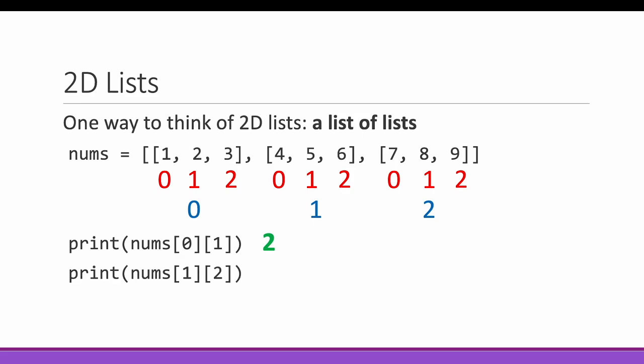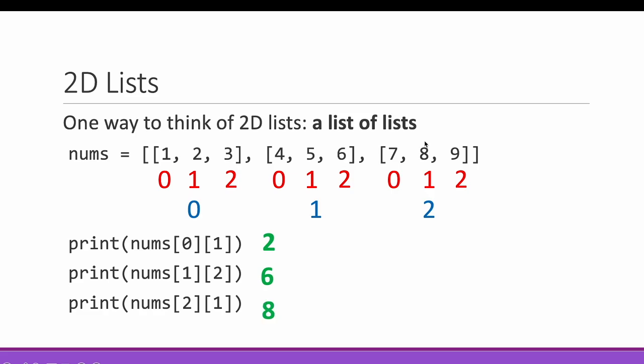Likewise, if I do nums 1, 2, we're looking at list 1, and then within list 1, we need item 2, which is 6. And then nums 2, 1, notice this is different than nums 1, 2, because 2, 1 is list 2, item 1, which is going to be 8.